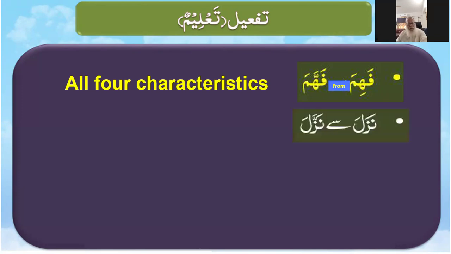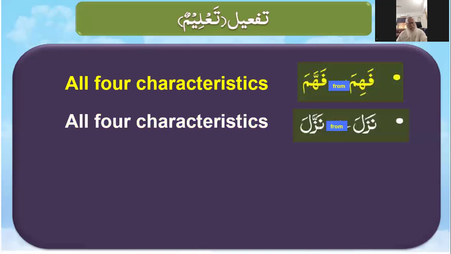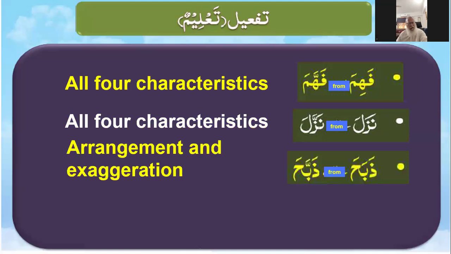So just like from Nazala, Nazala, he descended. Nazzala, he made something descend. It may have all the 4 characteristics of this one. Zabaha, Zabbaha. It has only 2 characteristics, arrangement and exaggeration. In Zabbaha, you arrange something to do its Zabah, and then you do quickly the Zabah exaggeration.